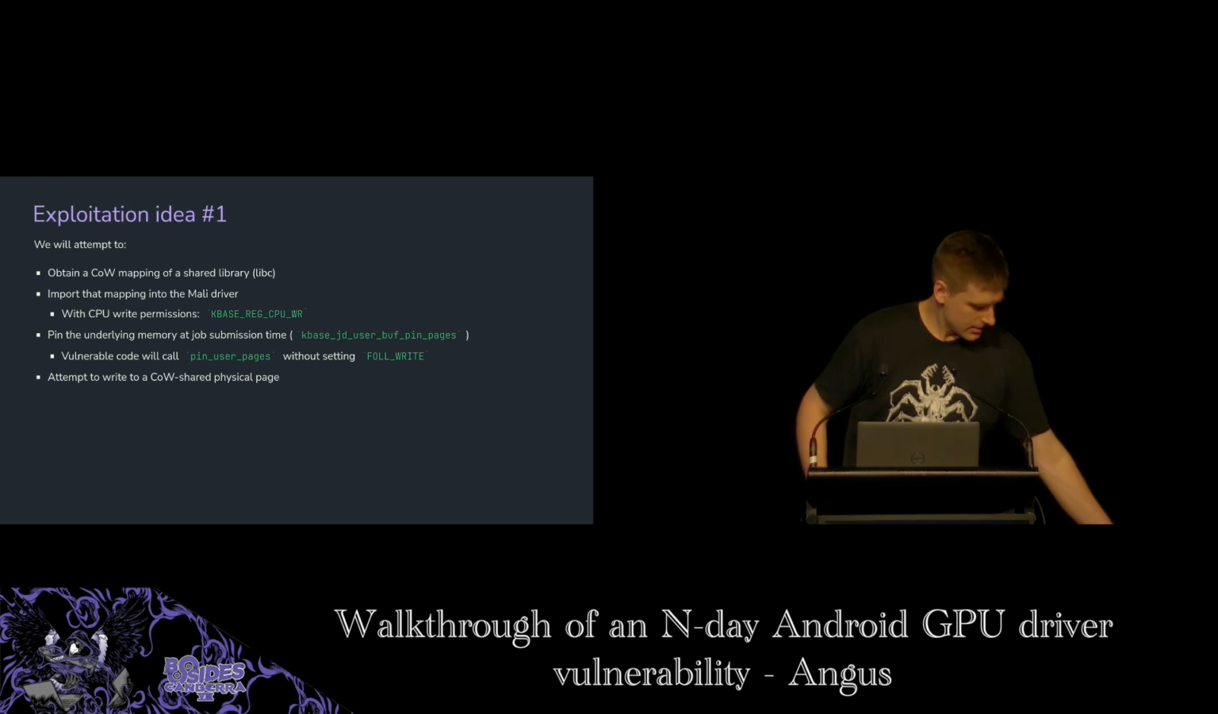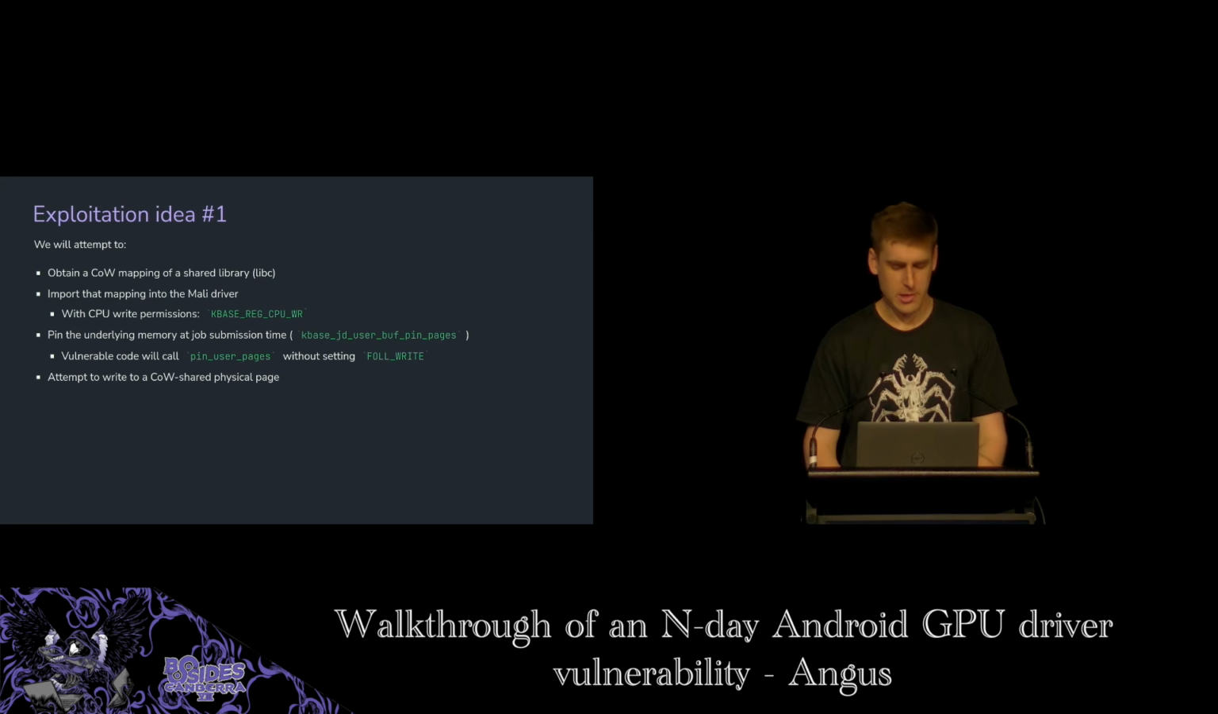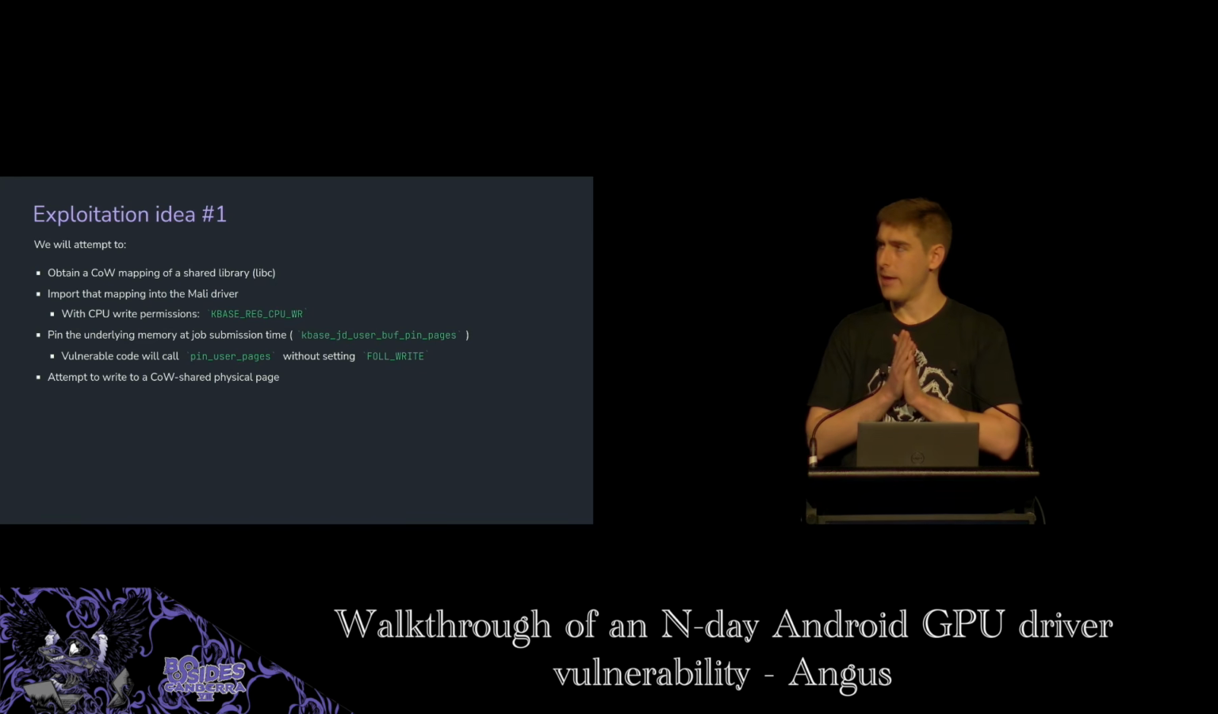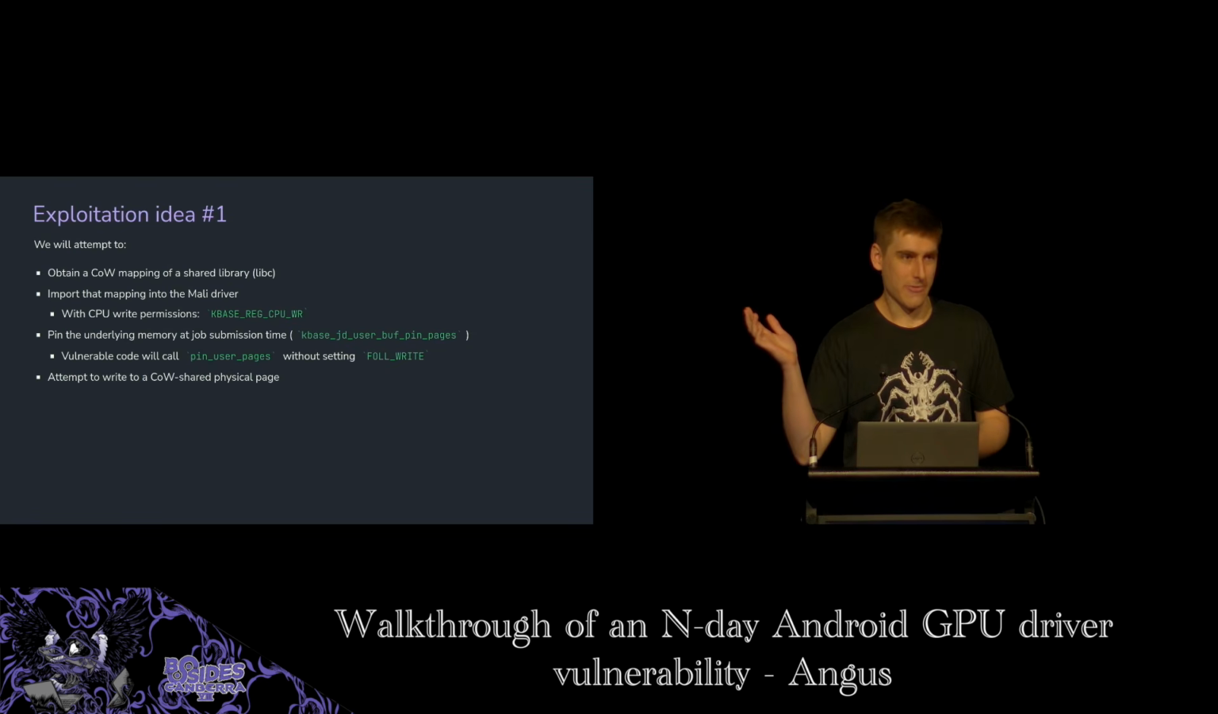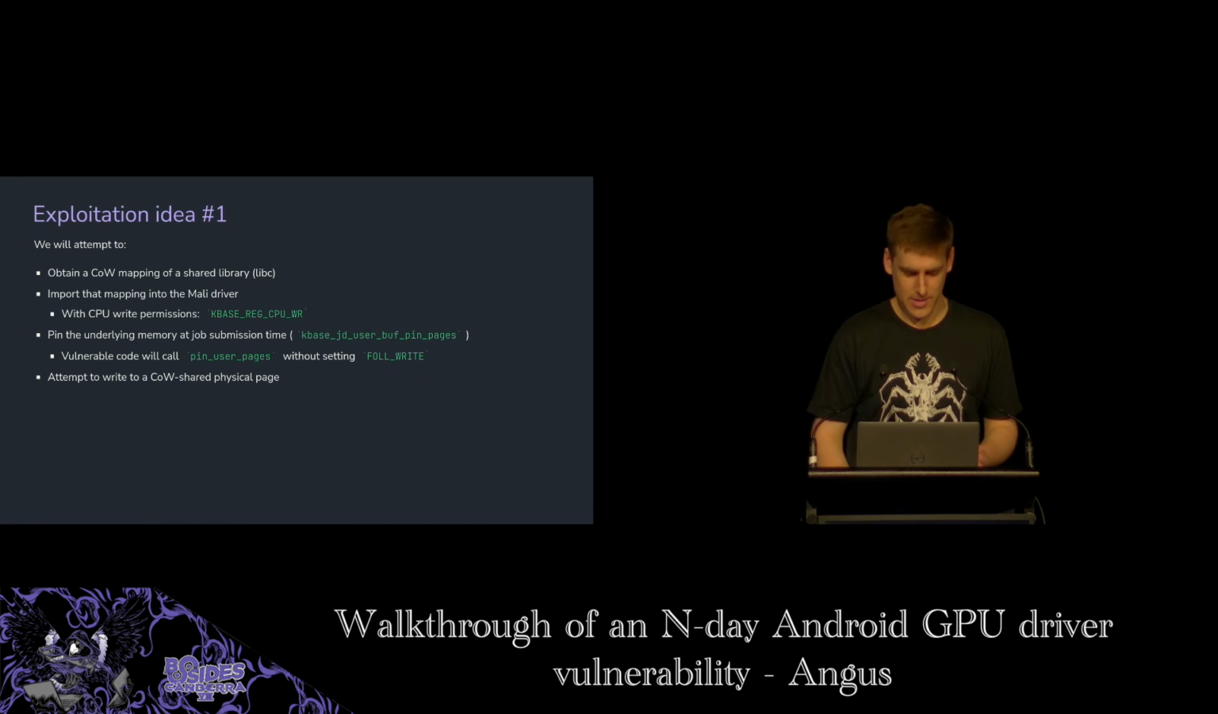So here's our first exploitation attempt. What we're going to do is make a copy on write mapping. We're going to do it over a shared library that's in a lot of processes, libc, that's used in basically every process running on your system. We're going to import that mapping into the Mali driver, and we're going to set the CPU write flag, because due to our vulnerability, we can set the CPU write flag as much as we like, and it won't care. And then we're going to pin that underlying memory using our vulnerable function, and the kernel won't set the full write flag even though we had this CPU write permission. And then we're going to attempt to write to it and see what happens.